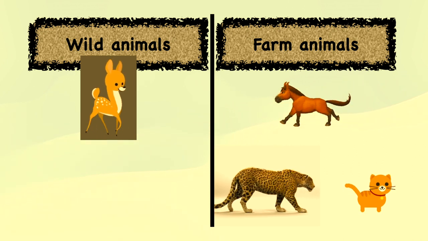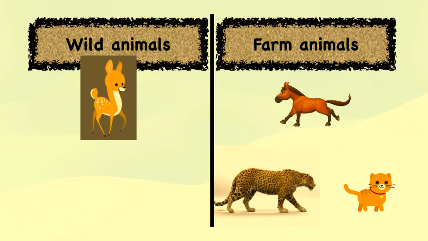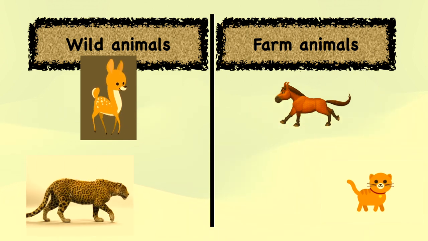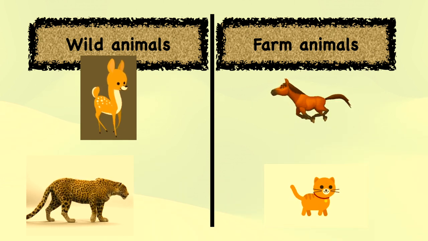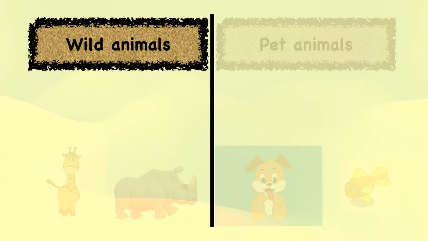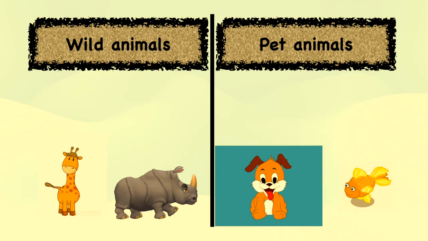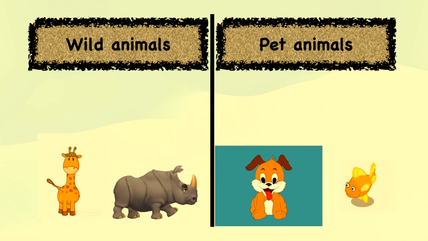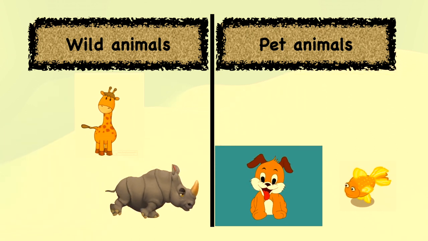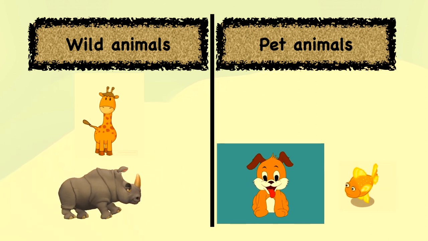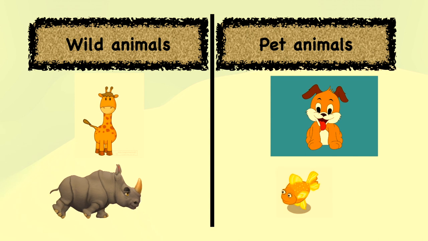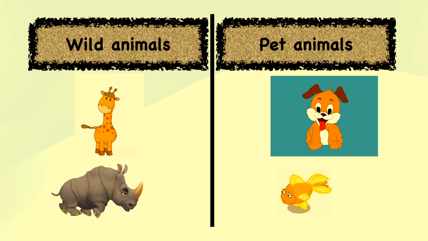Leopard is a wild animal. Cat is a farm animal. Yes. Now, let us put these animals in the correct order. Giraffe is a wild animal. Rhinoceros is a wild animal. Dog is a pet animal. And fish is a pet animal.